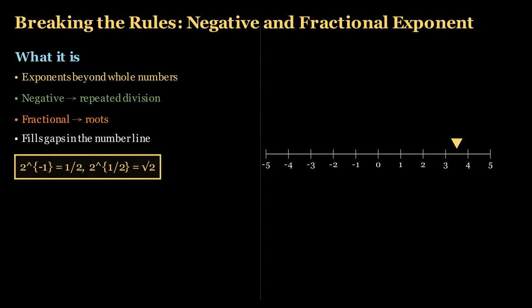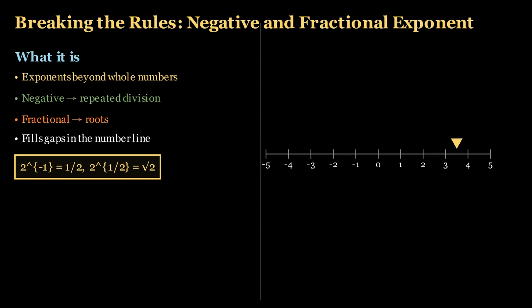A negative exponent means repeated division instead of multiplication, so 2 to the minus 1 is 1 over 2. A fractional exponent like 1/2 means a root, the number that, multiplied by itself, gives the base. So 2 to the half is the square root of 2. These new kinds of exponents fill in all the gaps between the whole number powers, letting us define 2 to the x for any real number x.